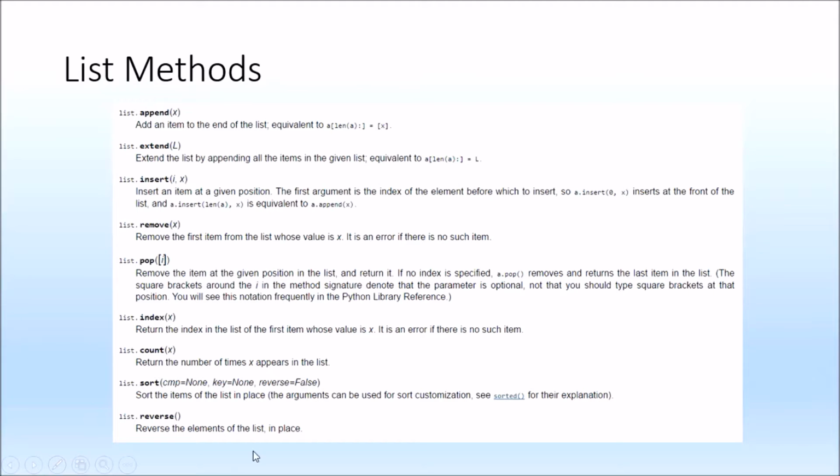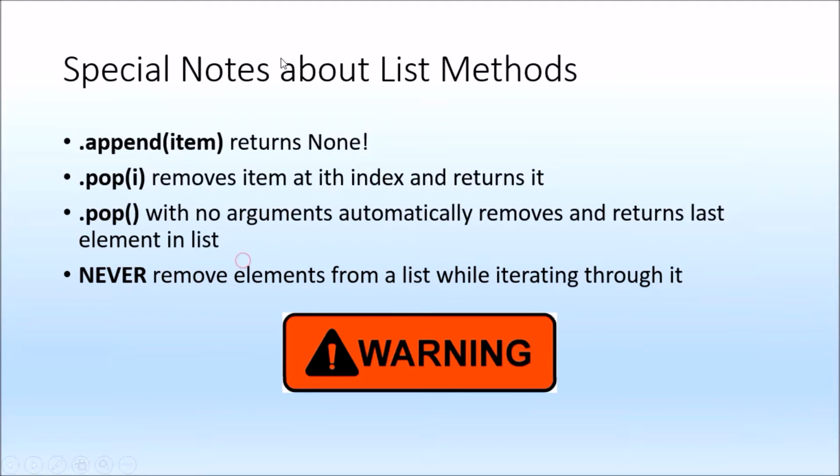So again, I encourage you to play around with these examples of the many other list methods as well, but I do want to talk a little bit about some special notes about list methods, because there are some little tricks. The append method always returns None. So don't expect the append method to return a list with the element added. Okay, so this is very important. It trips up a lot of people.